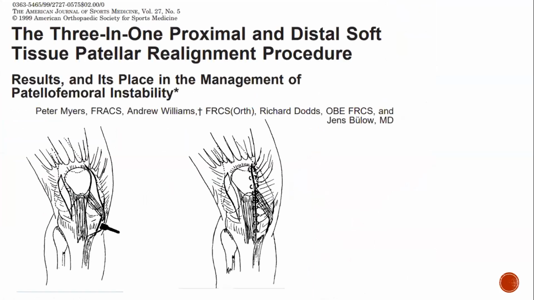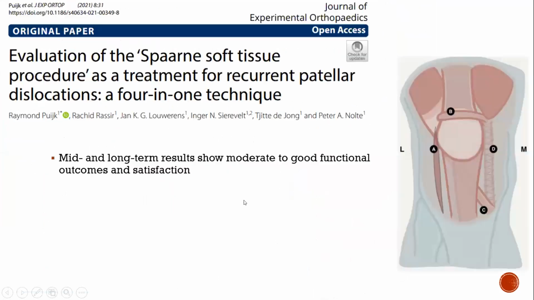A brief note on distal realignment procedures. This is a 3-in-1 procedure, which is quite historical and rarely performed now. The 3-in-1 procedure includes the lateral retinacular release, the medial patellar translation onto the anterior middle tibia, and medial retinacular reefing.